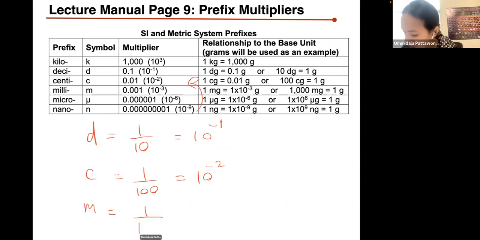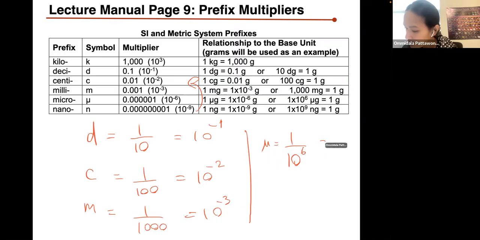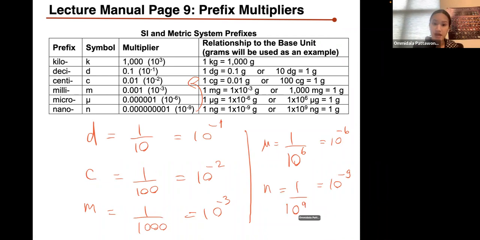Milli is 1/1,000, equal to 10 to negative 3. And then micro is 1/million, so I'm going to shorten this in scientific form, which is equal to 10 to negative 6. And then nano is 1/10 to 9, or 10 to negative 9. So these two are the same. Let me write that clearer. So that's what it means.